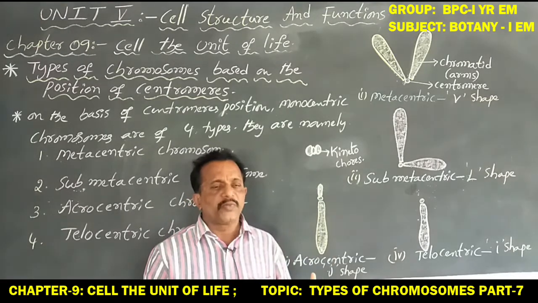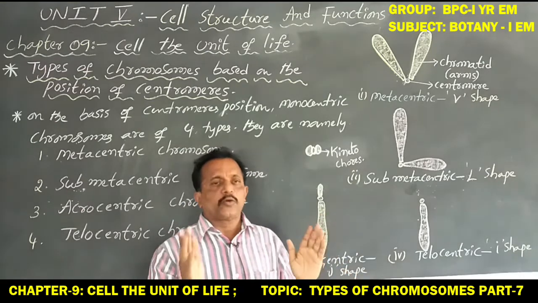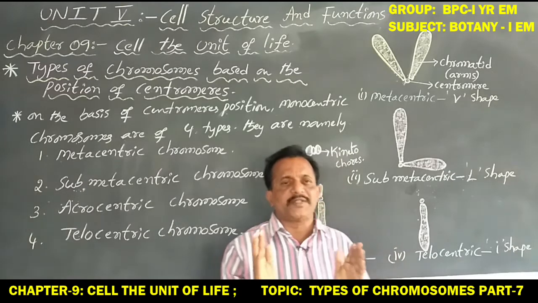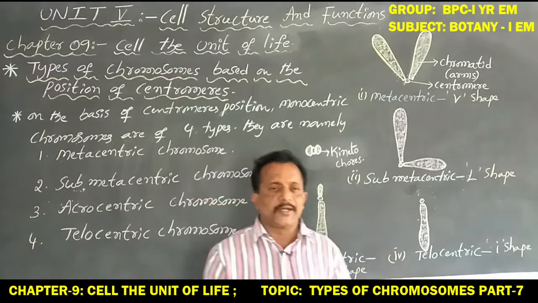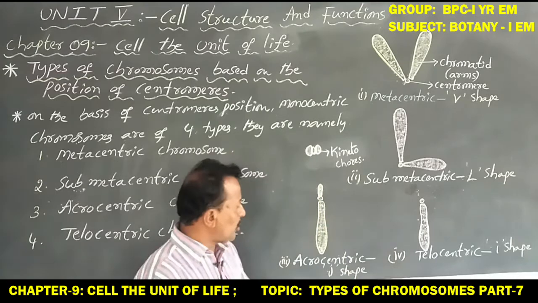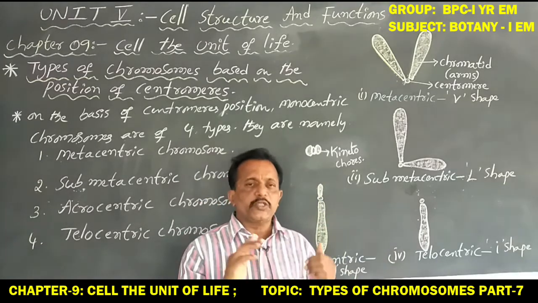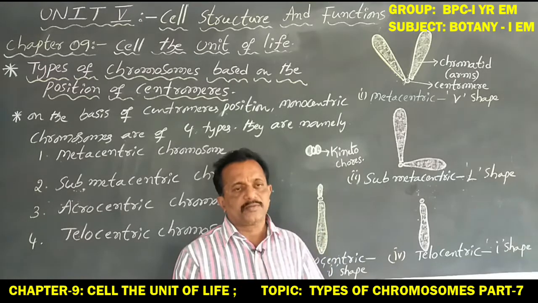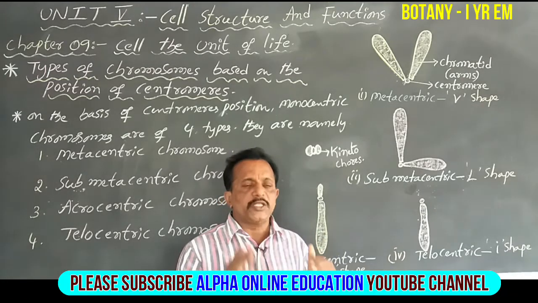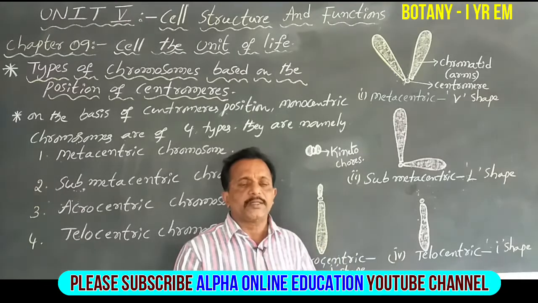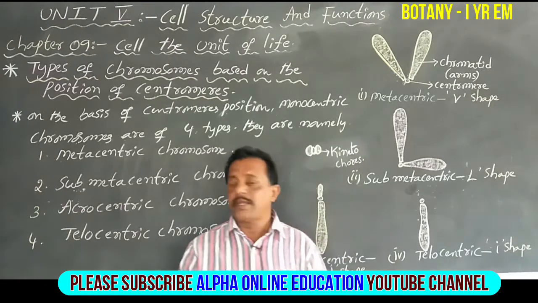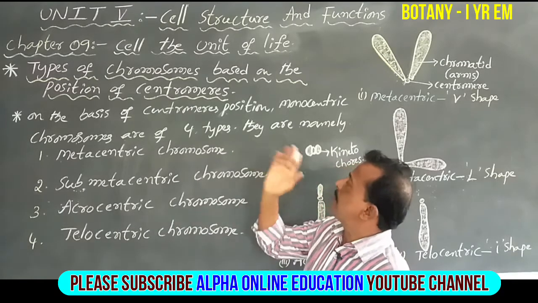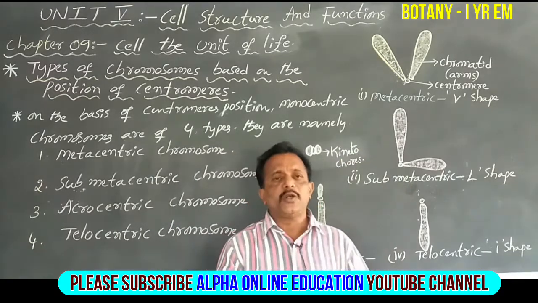Based on the position of the centromere, the chromosomes are of four types, namely: first, metacentric; second, submetacentric; third, acrocentric; fourth, telocentric. Each chromosome contains two chromatids or two arms, and these two arms are equal in length or unequal in length. This is about the types of chromosomes based on the position of centromeres.